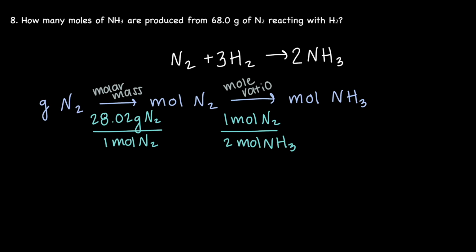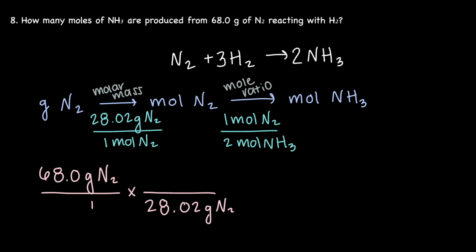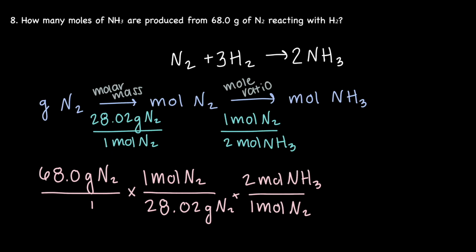We start with the given value, 68.0 grams of N2 over 1. In the next fraction, we put 28.02 grams of N2 on the bottom and 1 mole of N2 on the top. In the next fraction, we put 1 mole of N2 on the bottom and 2 moles of NH3 on the top. Grams of N2 cancel, moles of N2 cancel, and we are left with moles of NH3 for the final answer. Multiplying and dividing the values, we get 4.85 moles of NH3.